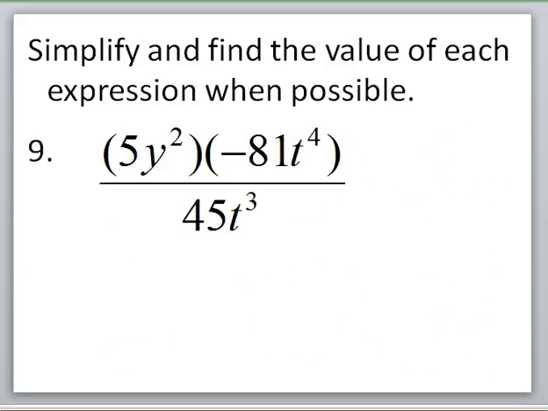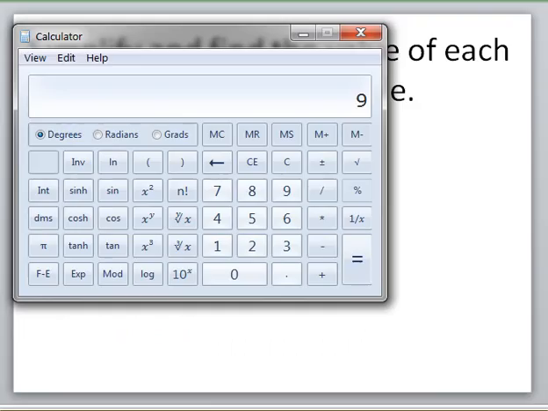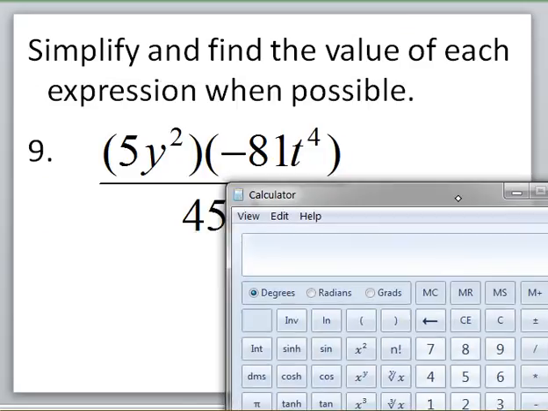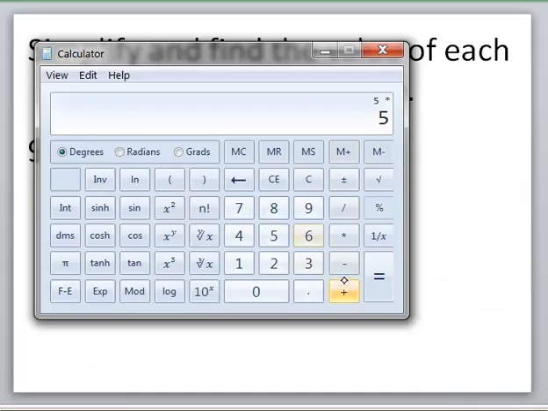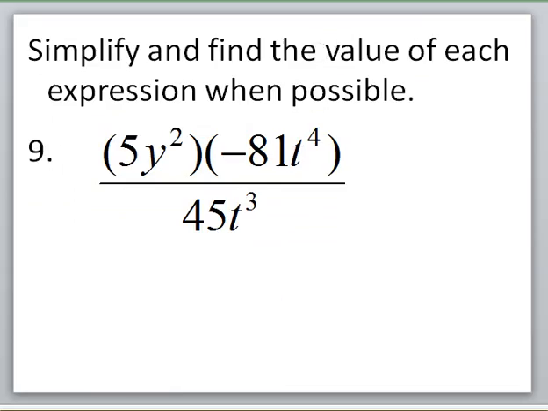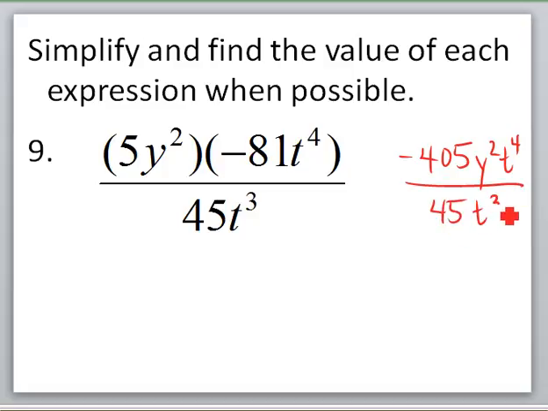The next problem, I'm going to use a calculator here at first. So I'm going to take 5, let me clear that, 5 times negative 81, or just 81, because I know that's a negative anyways. So I get 405. So I have 405 and negative 405. These two are just y squared t to the fourth over 45 t to the third.